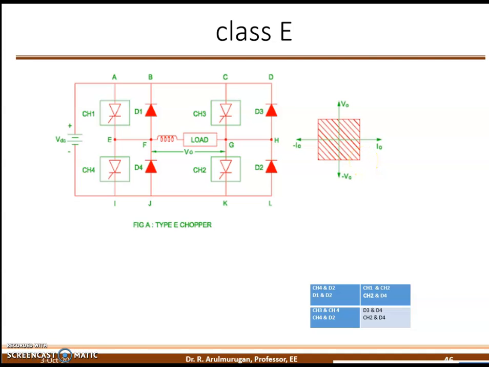Then the third point you can say is that it's a combination of the 4 quadrants: class A, class B, class C, and class D. It's a combination of all those classes. This is one of the points you can say. Next, it is a 4 quadrant operation. For example, take an electrical vehicle: forward motoring, then apply the brake, and reverse motoring and apply the brake. So it is going to execute like that. This is the point you can say.